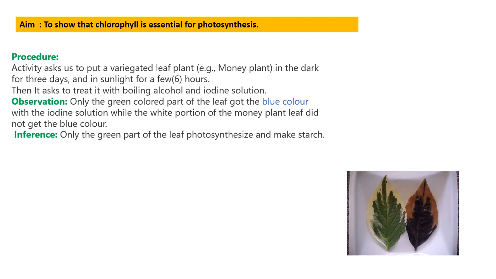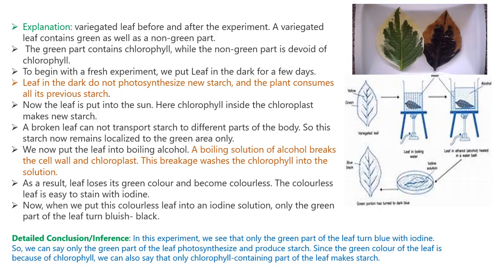Inference: only the green part of the leaf photosynthesizes and makes starch. So at the end of the experiment we will come to know that the green part does the photosynthesis, but the rest of the part cannot do photosynthesis. So let's start with the experiment. Now let's start with the detailed explanation of the experiment.